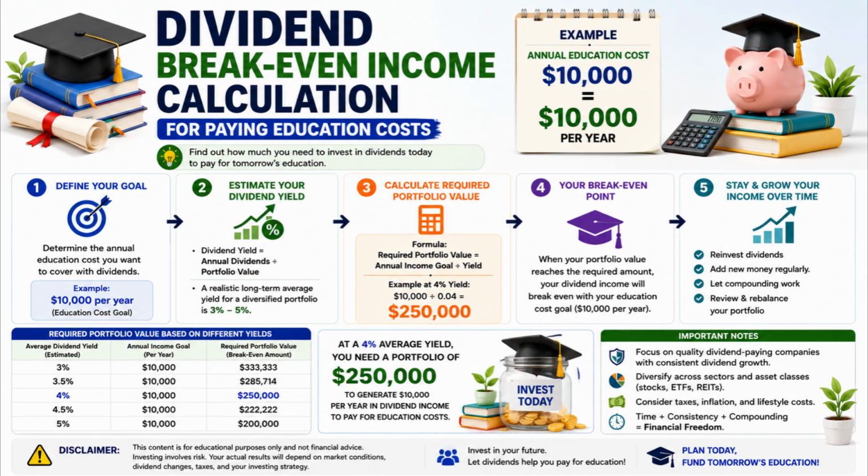So, the key takeaway is this. If your education cost goal is $10,000 per year, then at a 4% average dividend yield, your dividend break-even portfolio target is approximately $250,000.